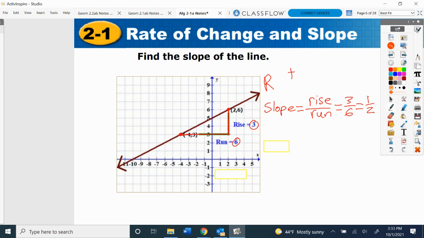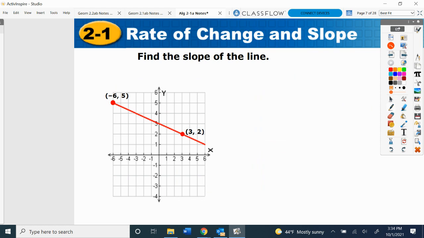The way this was counted was by taking a look at how far over and how far up it went. You could also go this way. You could go a rise of 3 like that, and then you could go over that way, a run of 6. That's another way you could do it if you didn't like how it was done down here on the bottom. Okay, so we'll take a look at another example.